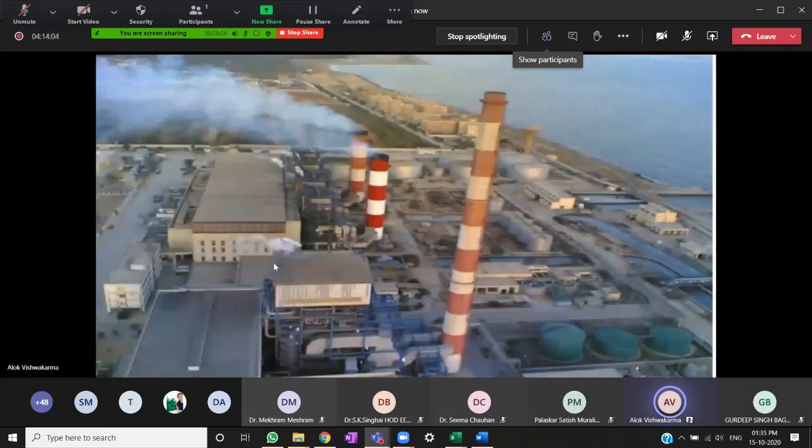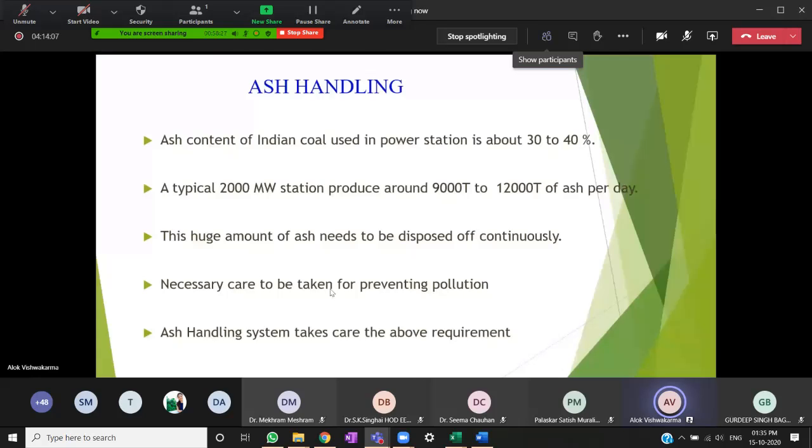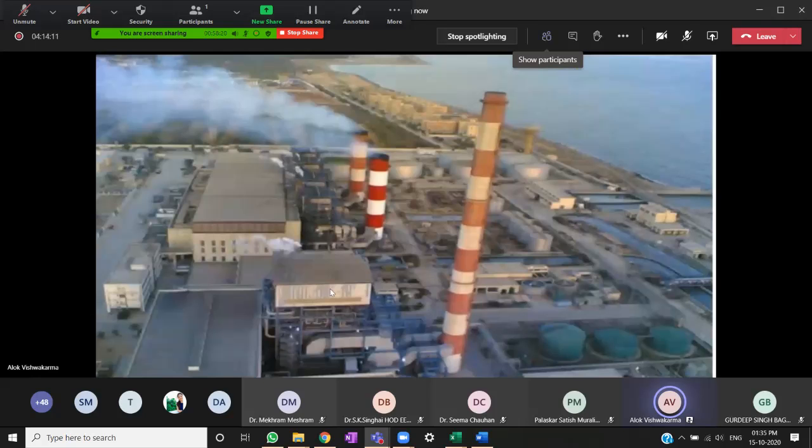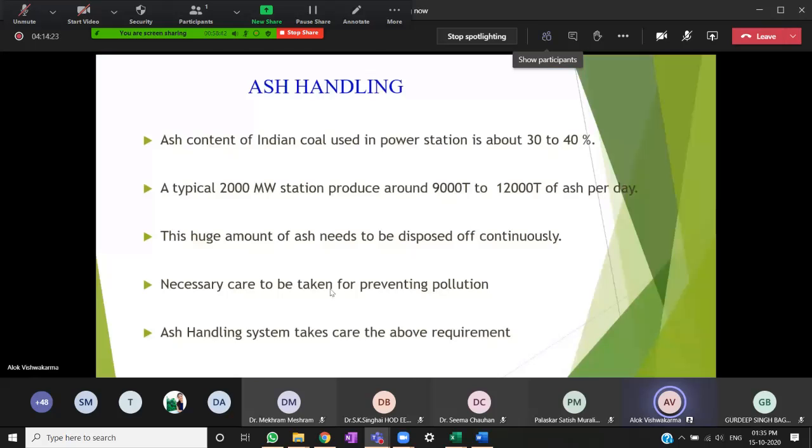Now, after looking at the overview of thermal power plant functioning, we see what will happen to ash, because the unit is running on a continuous basis. So coal is burnt, so of course ash will be produced. Indian coal has high ash content, around 30 to 40%. So suppose a typical 2000 megawatt station is there. Ash will be generated around 9,000 to 12,000 tons per day. Huge quantity. So this quantity we have to dispose of.